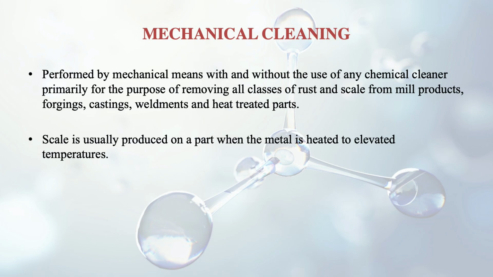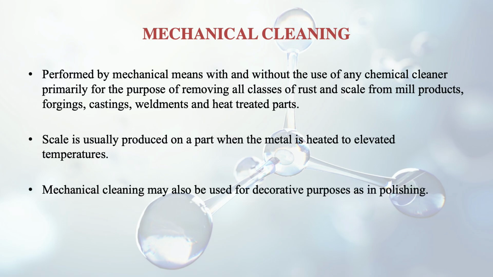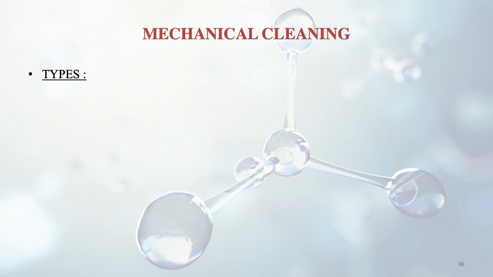And scales are generally produced on a part when the metal is heated to elevated temperature, that was told to you earlier also. And mechanical cleaning may also be used for decorative purposes as in polishing. So in addition to the removal of impurities, we can use it for decorative purpose as well. And what are the types of these mechanical cleaning? There are basically 5 types which I am giving you here.